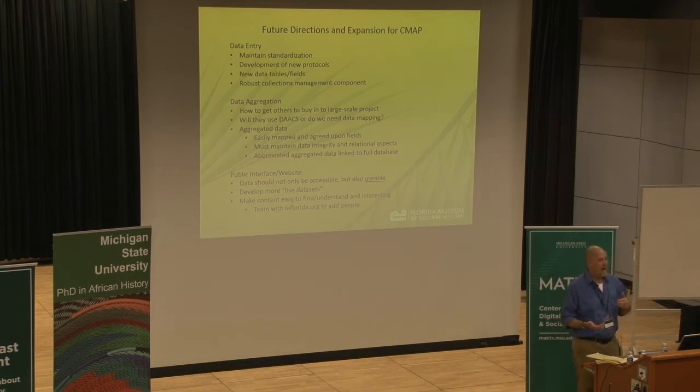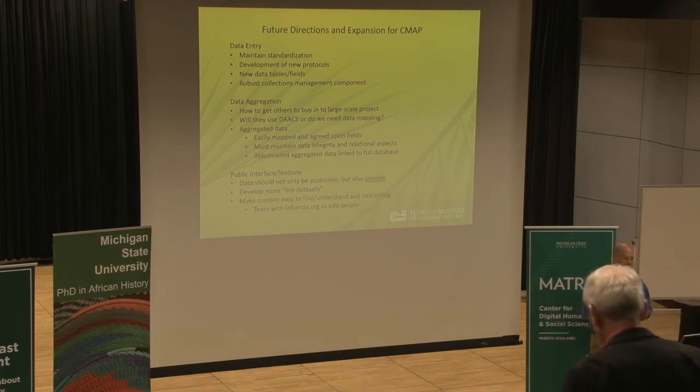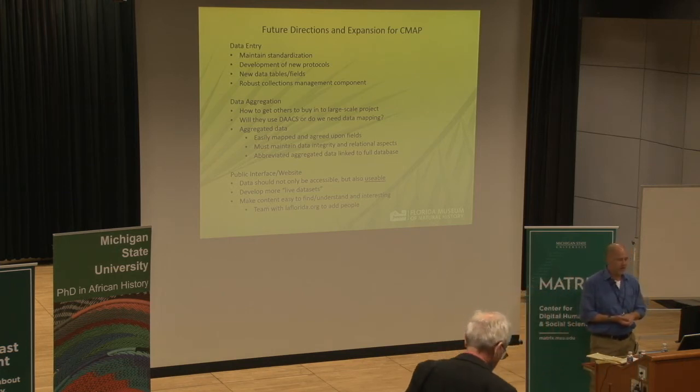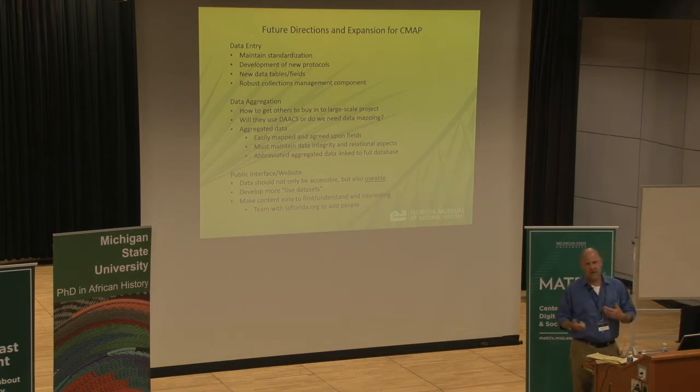And if not, how do we do data mapping for data aggregation? Obviously, you have to find easily mapped and agreed upon fields, but we have to maintain that data integrity and relational aspects, and any abbreviated aggregated data has to be linked back to a full database. So if we're working with Florida State University and they don't want to use this database, but we can map it into an abbreviated database, on the public consumption side, they've got to be able to link back to get the full record. Otherwise, it's not really that usable.